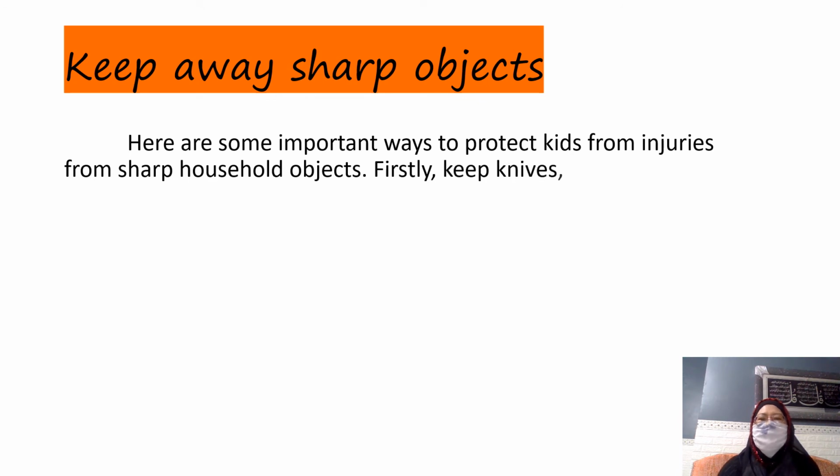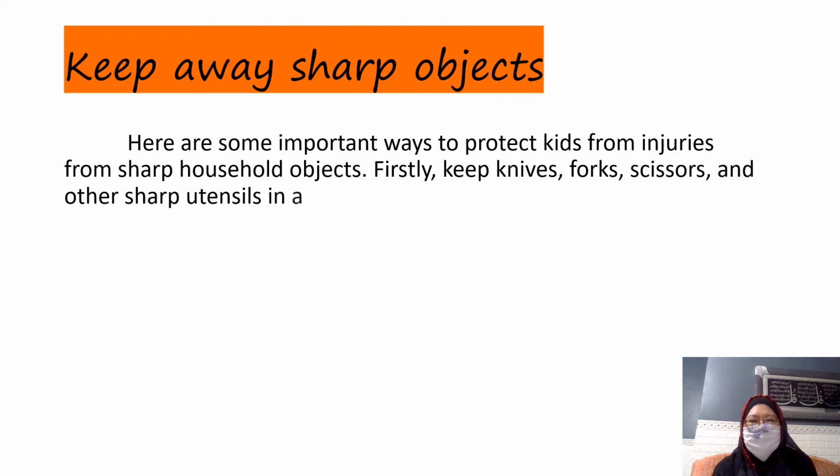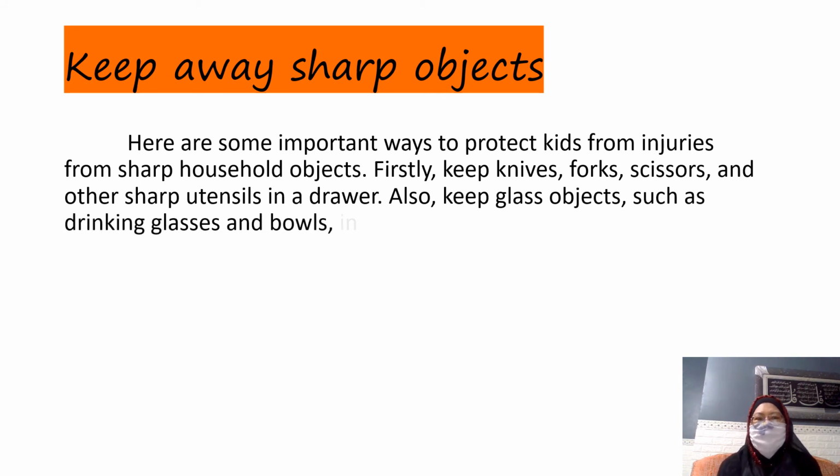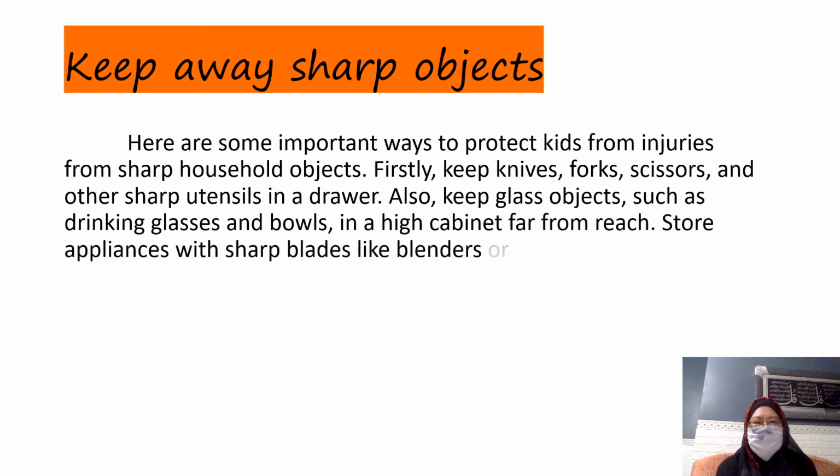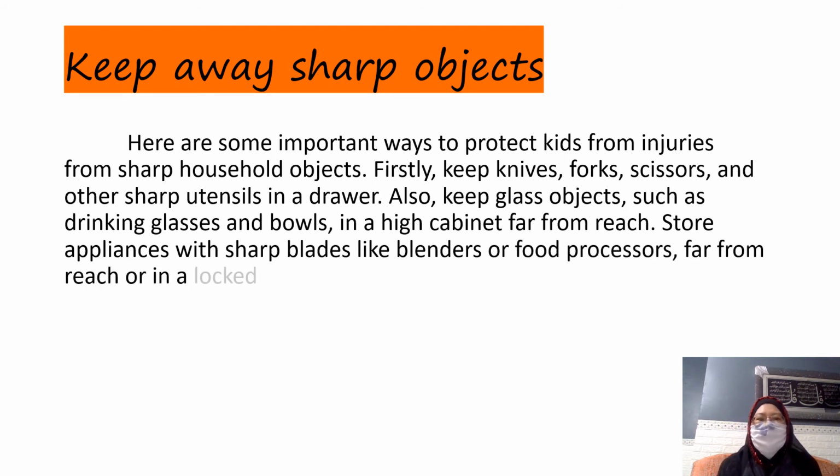Firstly, keep knives, forks, scissors, and other sharp utensils in a drawer. Also, keep glass objects, such as drinking glasses and bowls, in a high cabinet far from reach. Store appliances with sharp blades like blenders or food processors far from reach or in a locked cabinet. As easy as that. And don't forget your sequence connectors and cohesive devices.